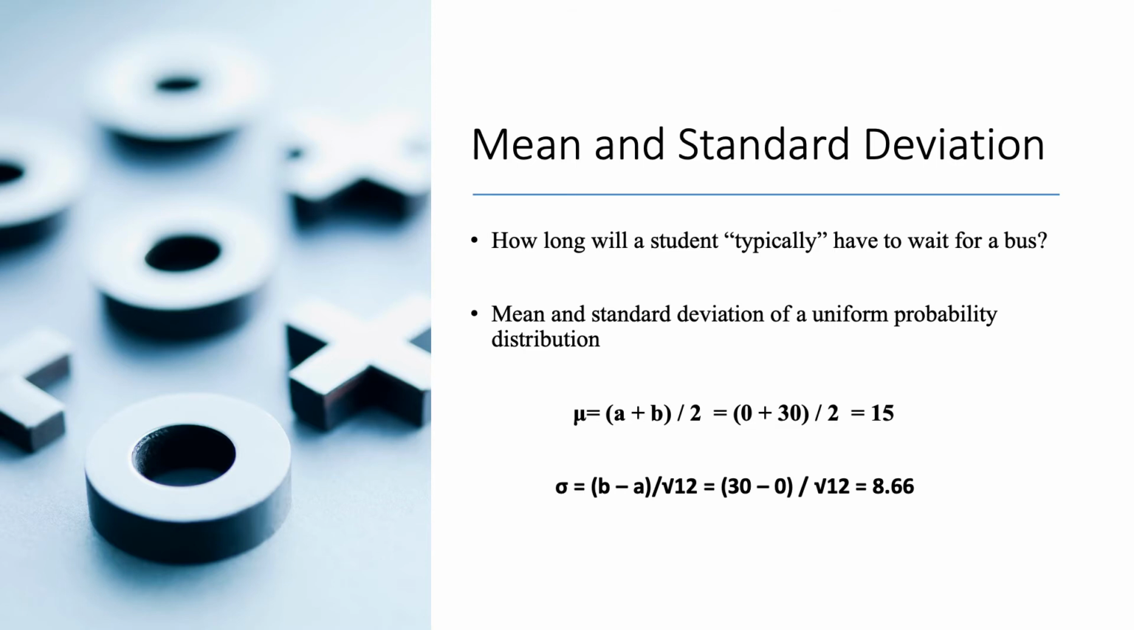The mean and standard deviation. So the mean is basically what we call the typical. Whenever you see the word typical or expected, etc., this is the mean of the distribution. In this case, we take the minimum plus the maximum divided by 2, clearly the midpoint, and we find that the average is a student waits 15 minutes. The standard deviation is simply the square root of b minus a squared divided by 12, which is 8.66.